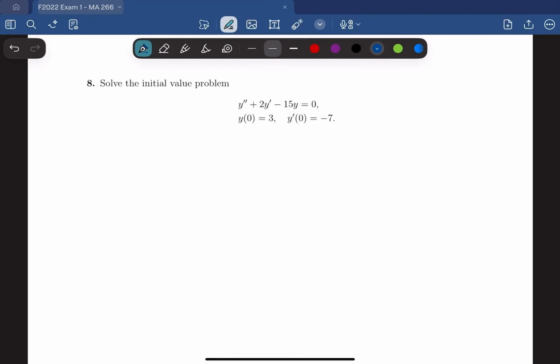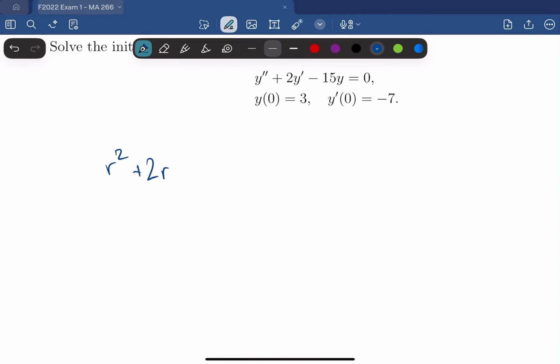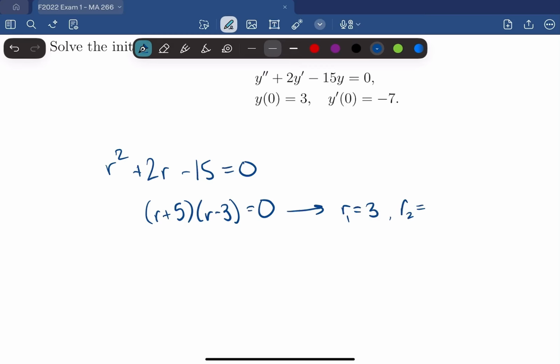Alright, so for number 8, it says solve the initial value problem, and it gives us the initial value problem. These are pretty simple, so first what you're going to do is write the top equation as a characteristic equation. So r squared plus 2r minus 15 equals 0. You're going to find the roots. We can factor this into r plus 5 and r minus 3. And based on that, we can say that r1 equals 3 and r2 equals negative 5.